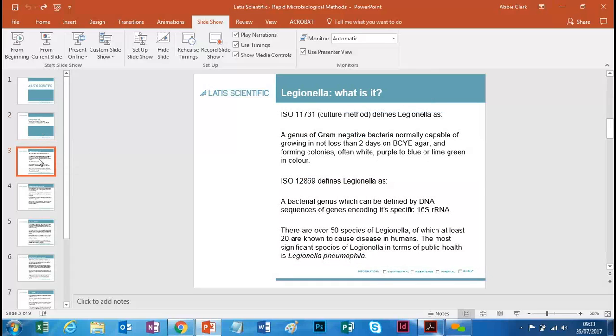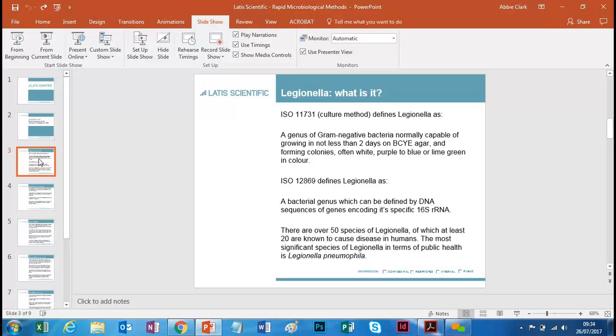Legionella is defined in ISO 11731 as a genus of gram-negative bacteria which will normally grow in not less than 2 days on BCYE, which is Legionella-specific isolation agar, and capable of forming colonies which are often white, purple to blue, or lime green in colour.